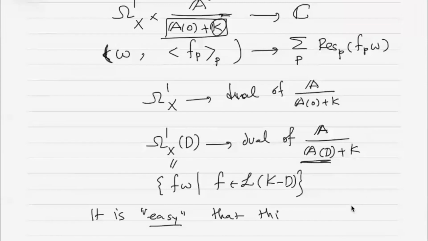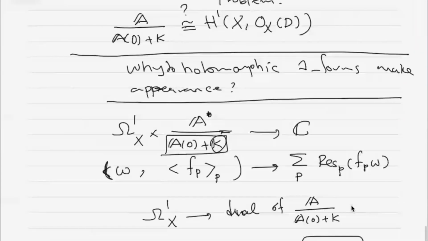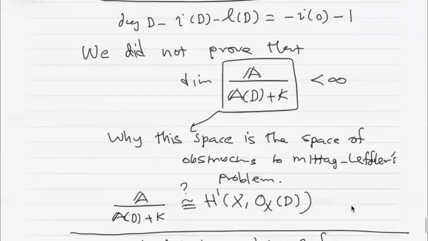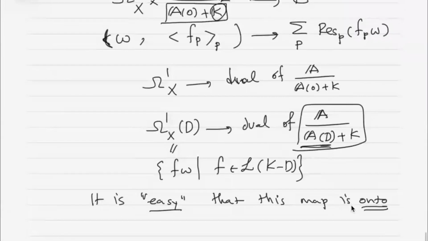This map is onto. And this has as one consequence that the dimension of this space is finite. I said one important thing that I didn't prove was the finite dimensionality of the space; it follows using this idea of Roch.